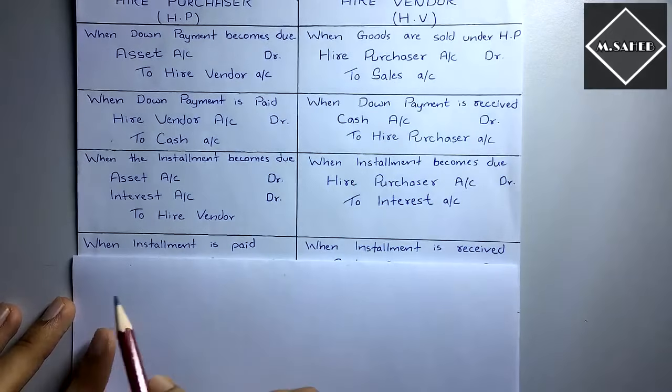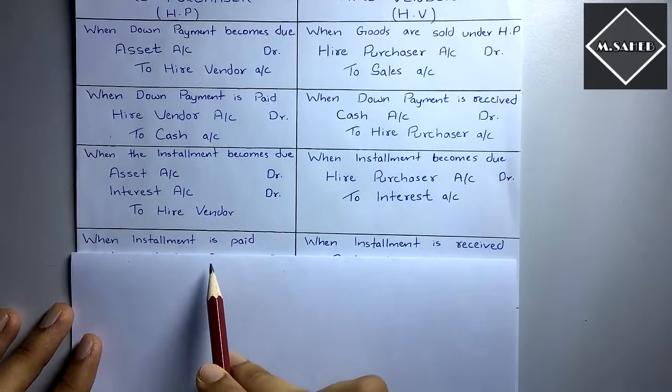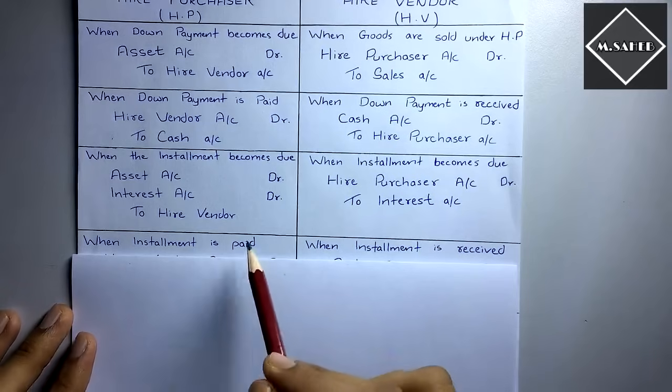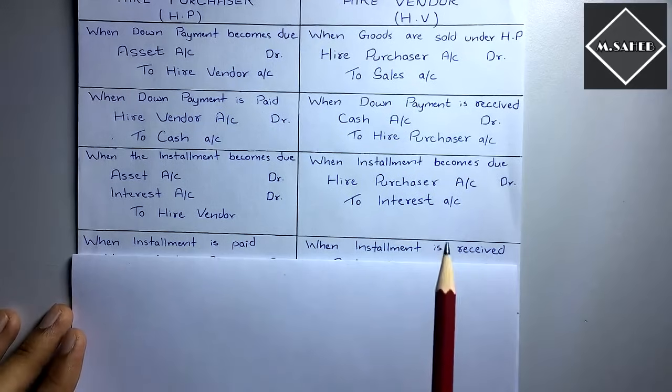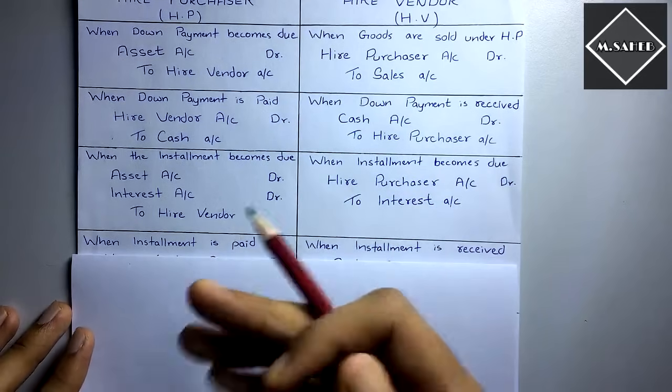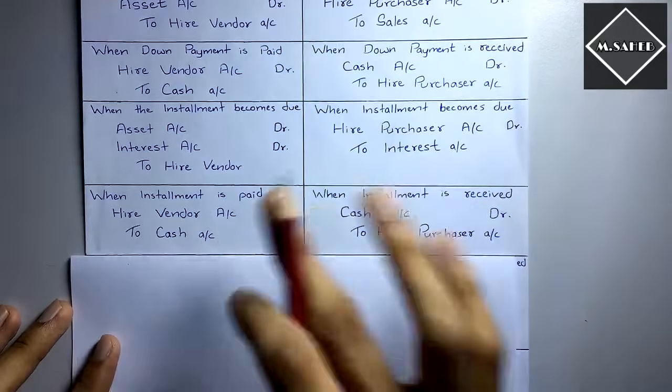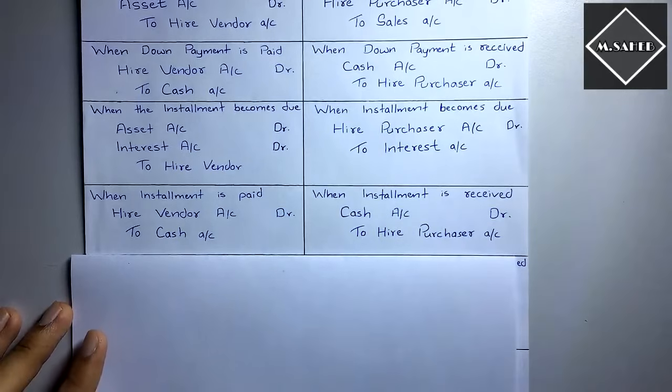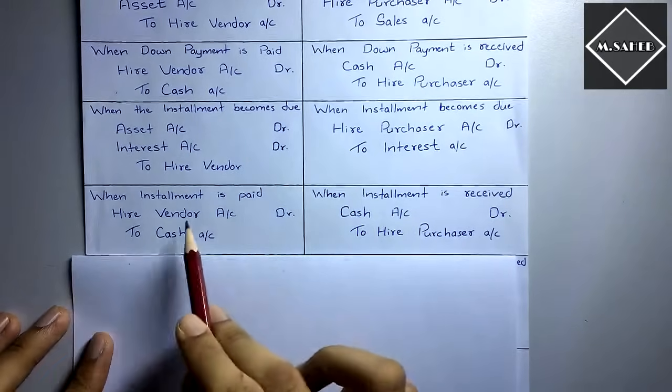When installment is paid, again I told you whenever the term paid comes, that means cash is involved, so cash is going out. Installment is paid, so cash is going out to cash account. Simple, real account rule: credit what goes out. Now hire vendor account debit.